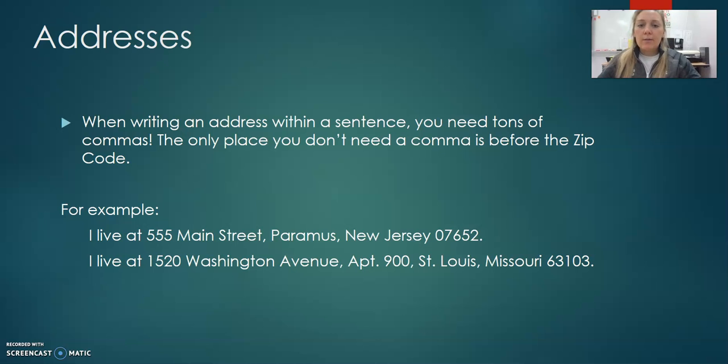But here, if you were going to write it in sentence form, I live at 555 Main Street, comma, Paramus, which is the city, comma, New Jersey, which is the state, no comma between the state and the zip code. Okay, so like down here, here's one where I added an apartment. So I live at 1520 Washington Avenue, comma, apartment 900, comma, St. Louis, comma, Missouri, and then no comma between the state and the zip code. Make sure that you look at this as you take that assignment for comma rules number 2.